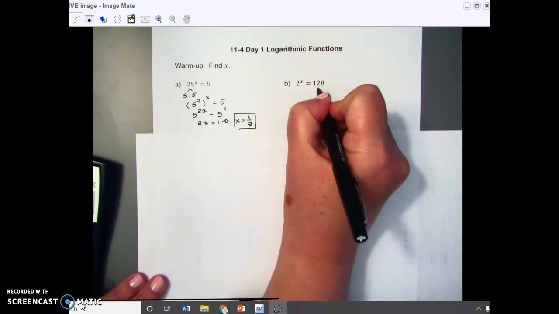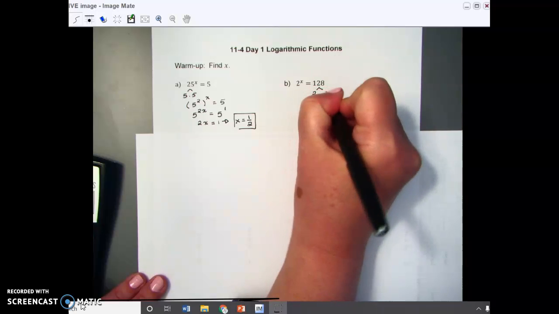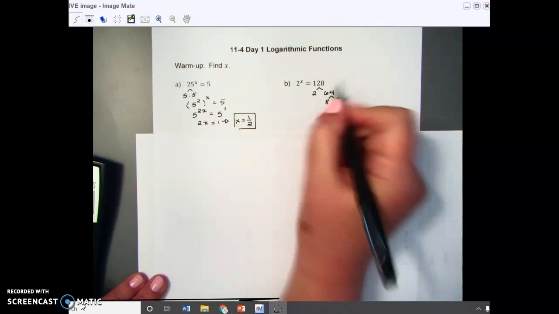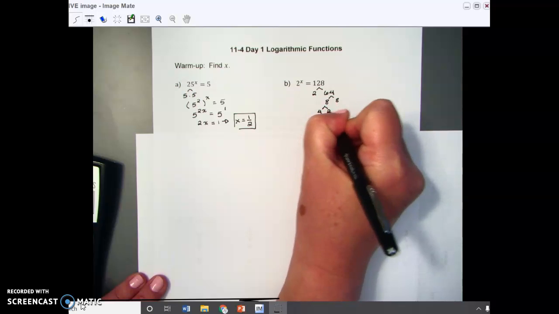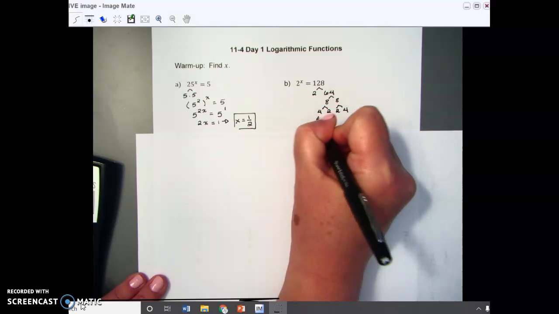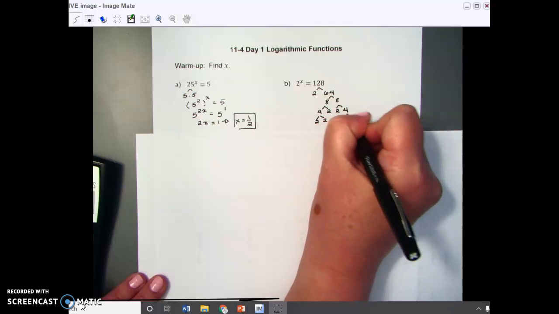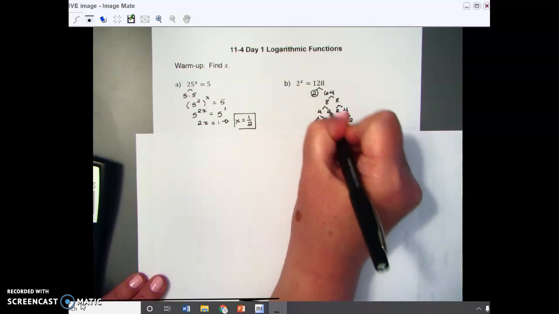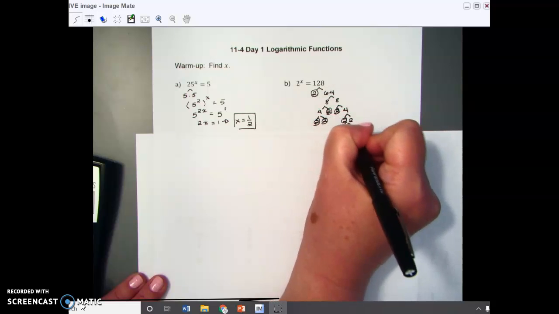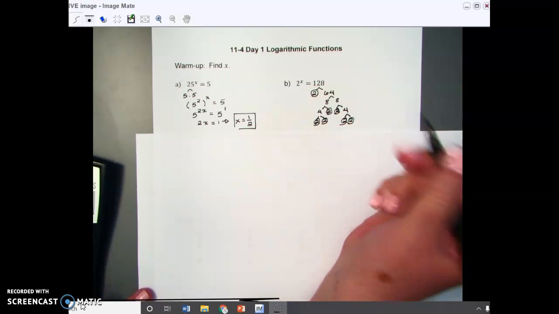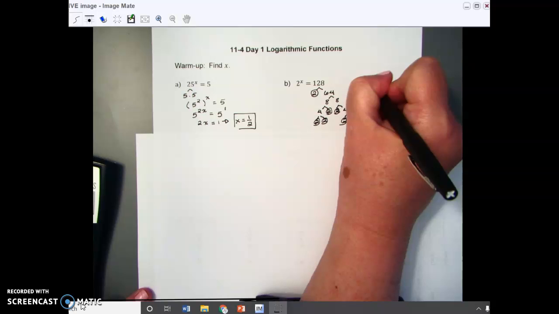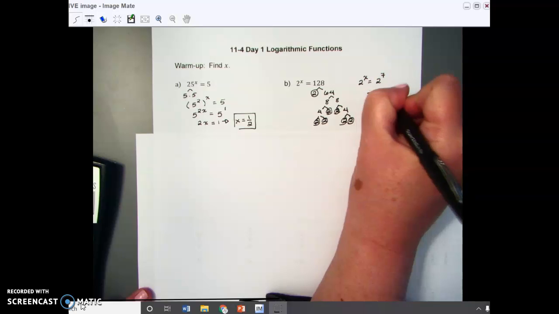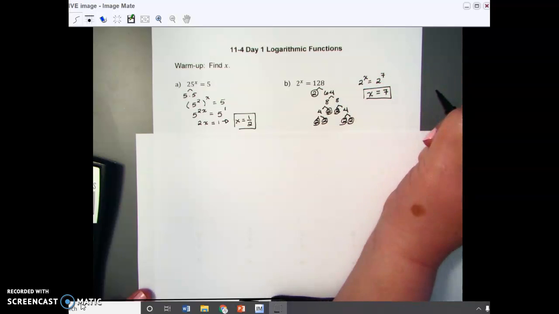And so then taking a look at this one, 128, that's 2 times 64. And 64 is 8 times 8. And 8 is 4 times 2. And 4 is 2 times 2. So notice we have 1, 2, 3, 4, 5, 6, 7 2's at the end of the branches. So this is the same as saying 2 to the x is equal to 2 to the 7th power. And so that means x would be equal to 7 to solve that equation.